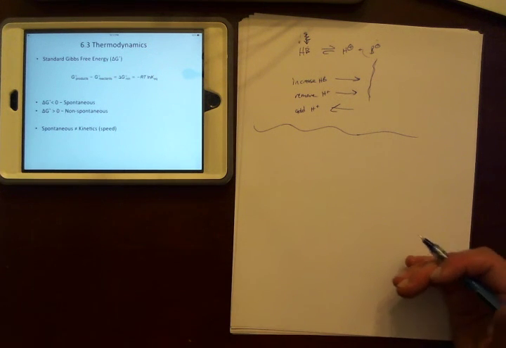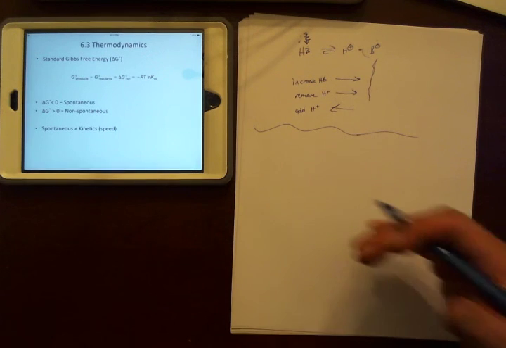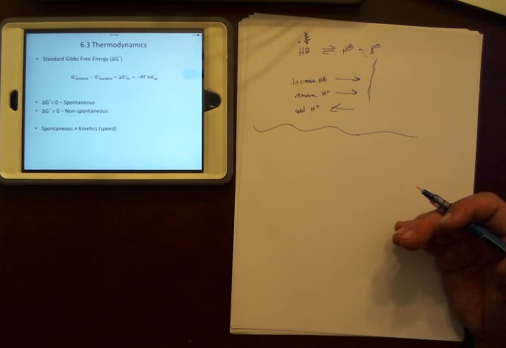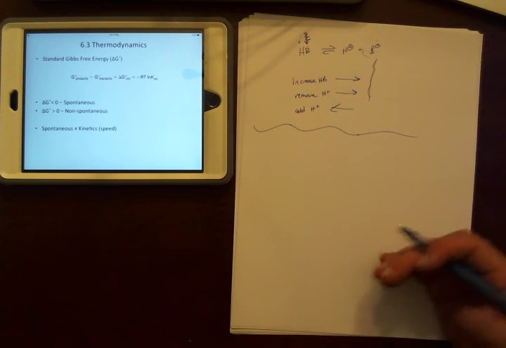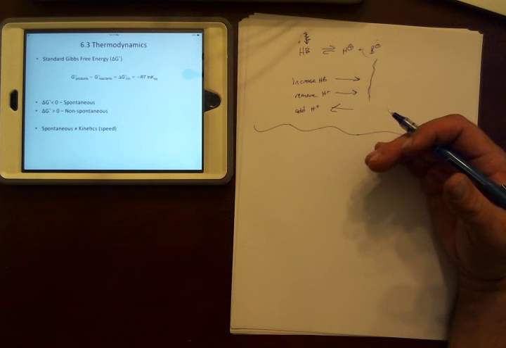Okay, and so that's considered a spontaneous reaction. Eventually, because the universe wants to get to as low an energy state as possible. So that's going to happen. Now, if you go up in energy from reactants to products, then it's non-spontaneous.